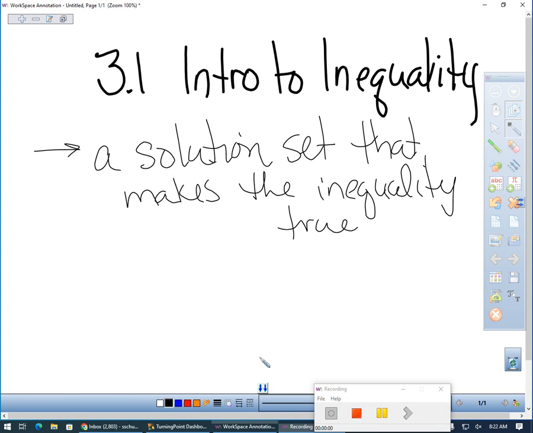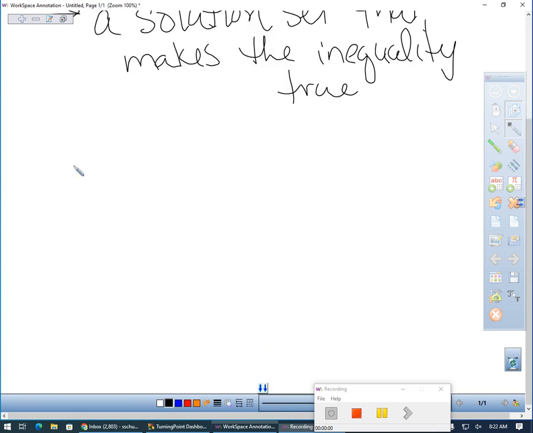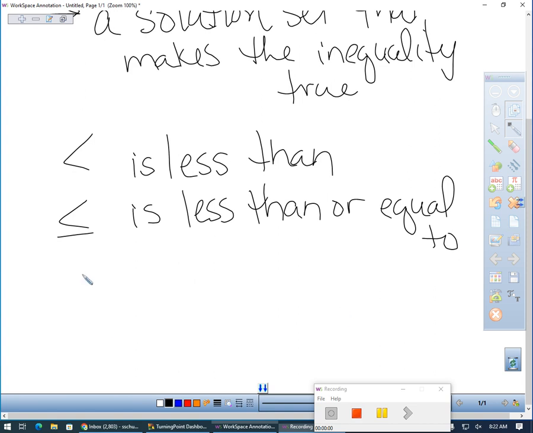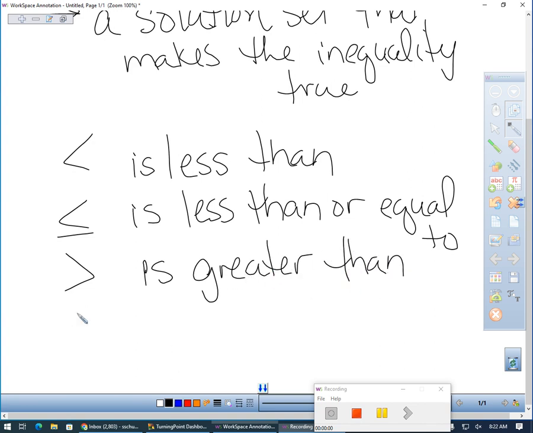All right. So some signs that I know you guys already know. This one is less than. This one, of course, is less than or equal to. That one is greater than. And of course, the fourth one is greater than or equal to.